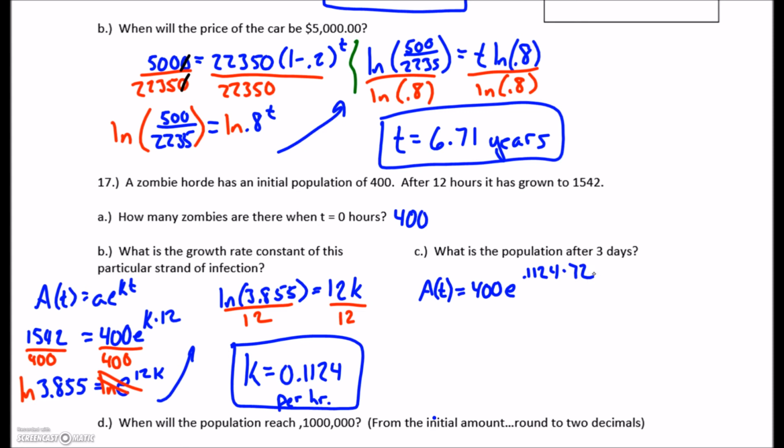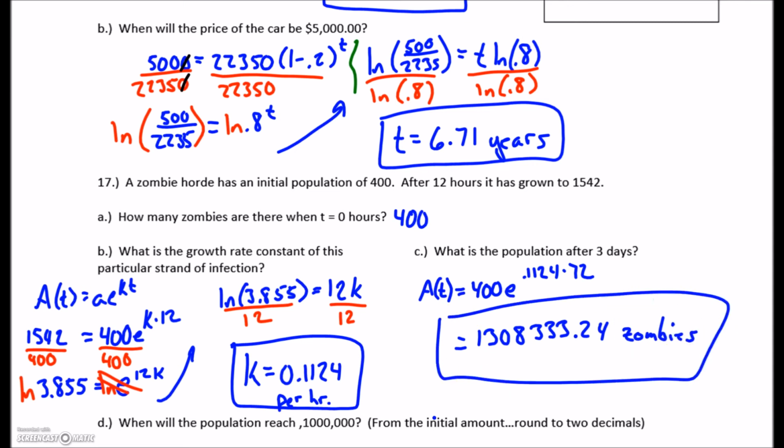And so this one's just a job for my calculator. So it looks like I come up with 1308.24. All right, and I'm going to go ahead and leave that on there because I think we can have 0.24 of a zombie. Okay, so again, I label it, make sure I know what I'm talking about here.